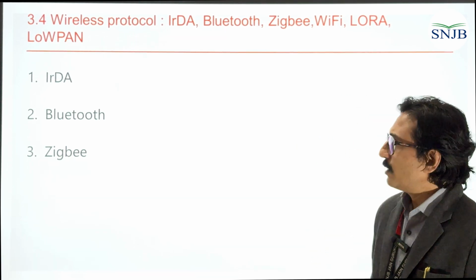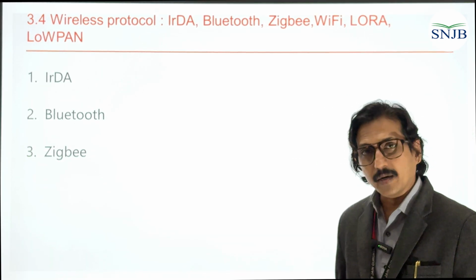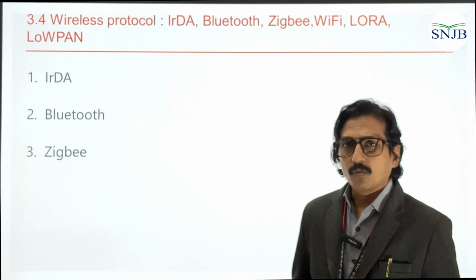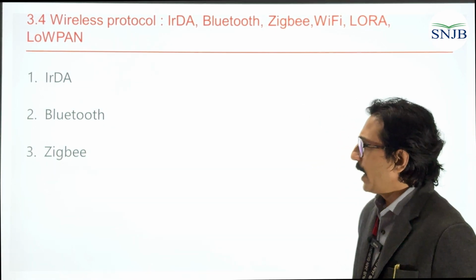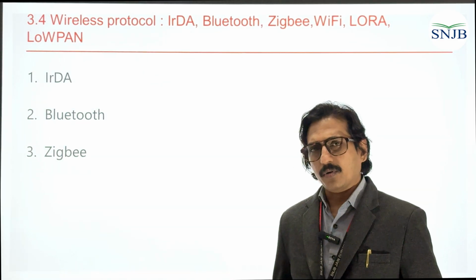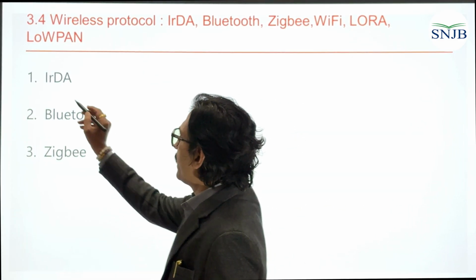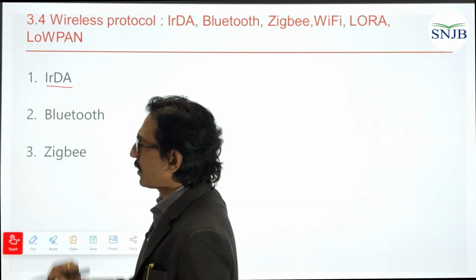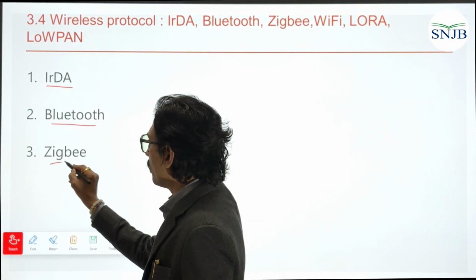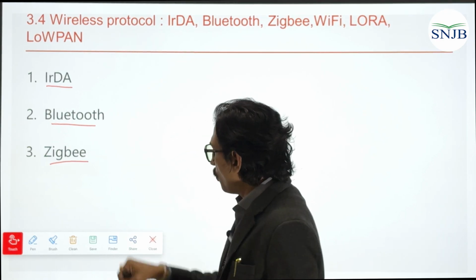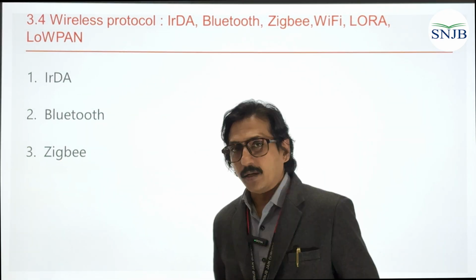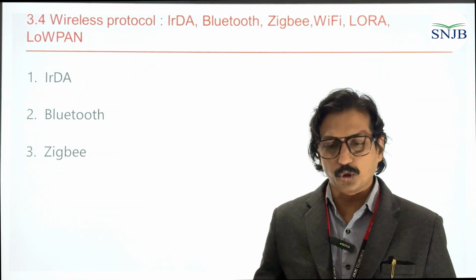Now this is the last topic of third unit. It is dedicated to the wireless protocols, and in our syllabus we have only three wireless protocols. First one is Infrared Data Association, second protocol is Bluetooth, and third protocol is Zigbee. So immediately we start with the first protocol, that is Infrared Data Association.